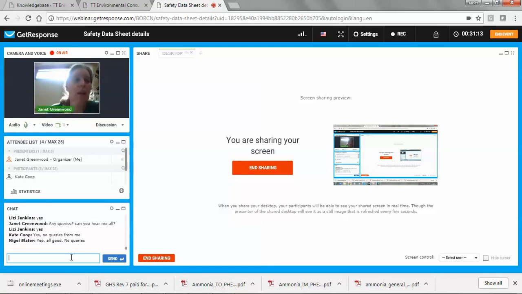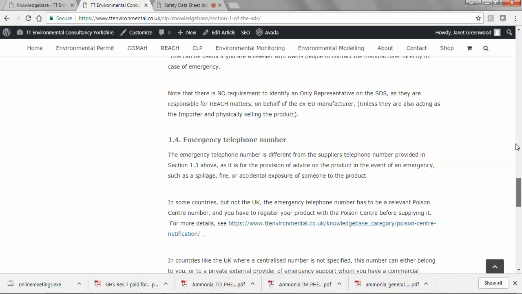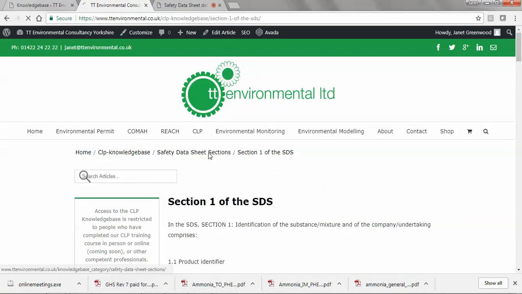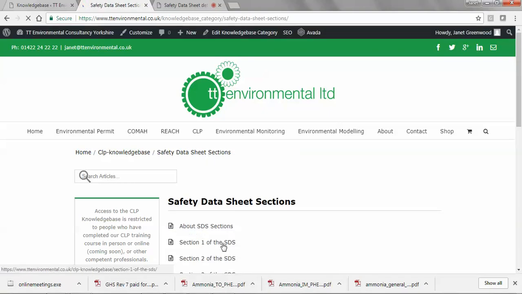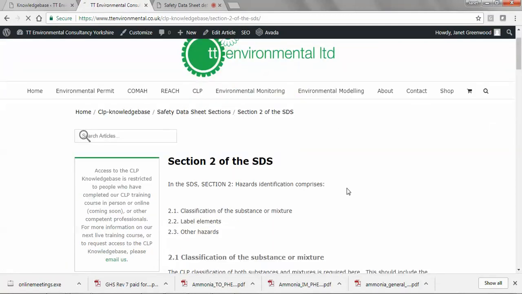Right, that's great. So we'll go back onto section 2 of the SDS. Section 1 is particularly important because there are all these pitfalls, really. Right, section 2. This is hazard identification, and there are 3 aspects to this. There's the actual GHS/CLP classification of the substance or mixture. There are the label elements that we've already covered in the rest of the training course, and we've got other hazards.